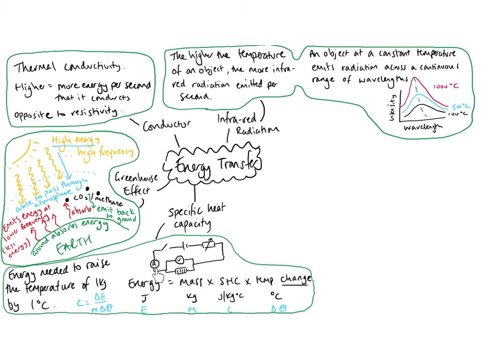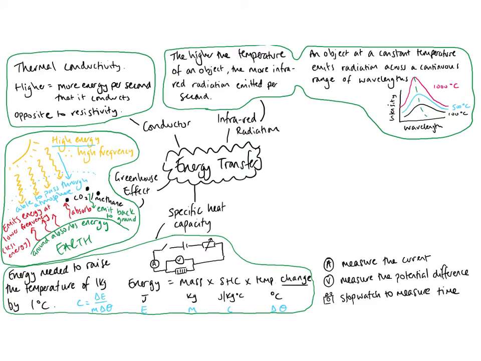In series, you've got your ammeter, and then you've got your heater. And then in parallel with your heater, you have your voltmeter, and then we can complete the circuit. You'll use the ammeter to measure the current. The voltmeter measures the potential difference. You'll need a stopwatch to measure the amount of time taken, and that's measured in seconds.